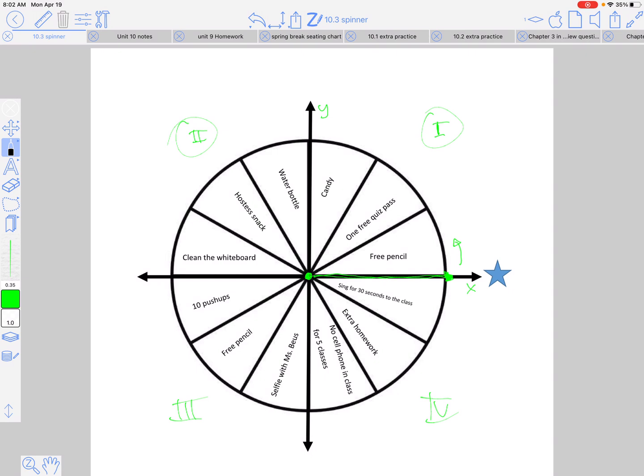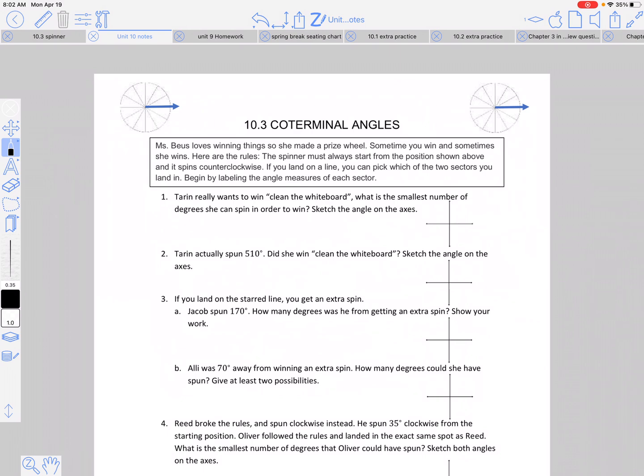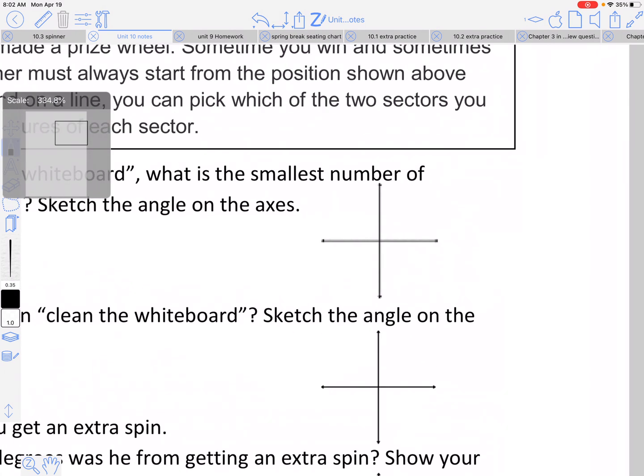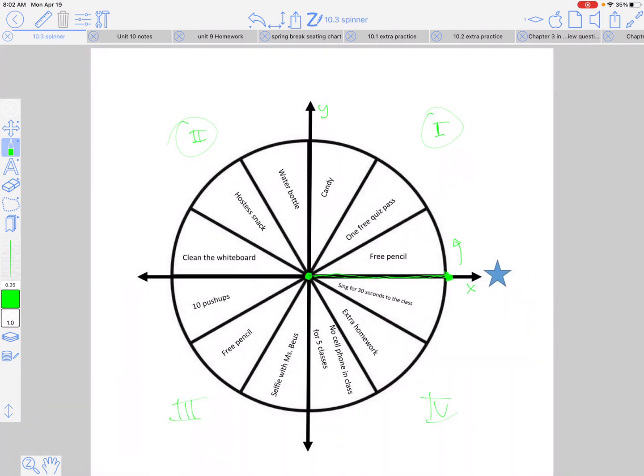Okay, so page 14. Taryn really wants to win clean the whiteboard. What is the smallest number of degrees she can spin in order to win? Sketch the angle on the axis. So if you remember, we're going to start here, right? So draw a line right there. And then let's take a look at the spinner. So if she wins clean the whiteboard, what is the smallest number of degrees she can spin in order to win? So I want you to think about that.